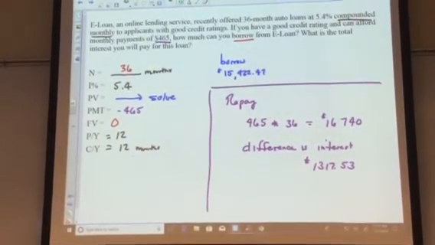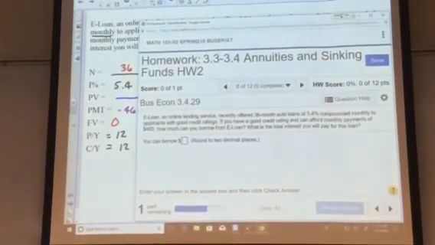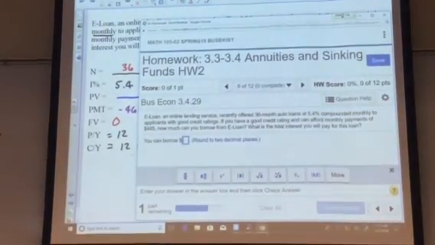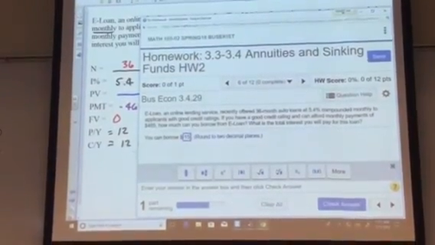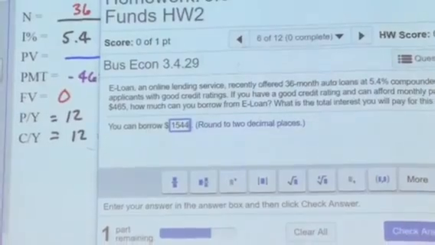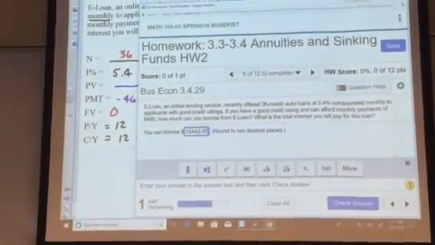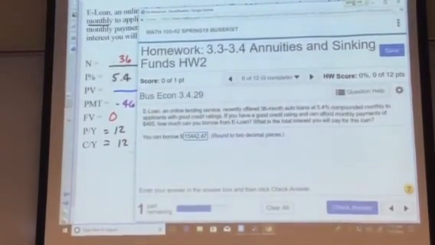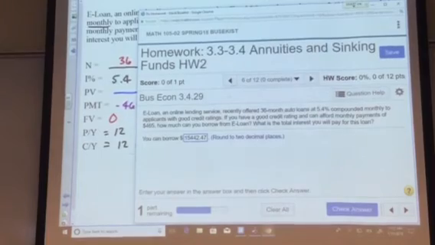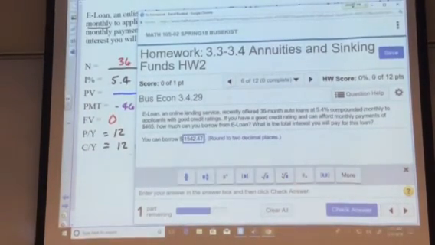So let's see how that fares when we come back and look at this. How much can you afford to borrow? We said $15,442.47. Oh, so that's 15,422. 15,422. Okay, so again, I'll blame it on dyslexia instead of stupidity.